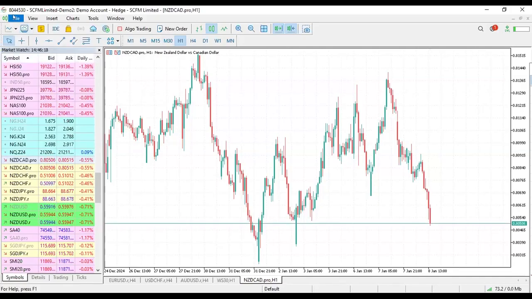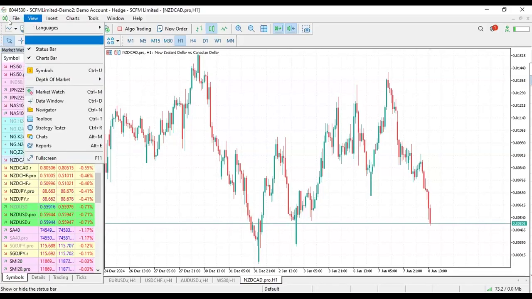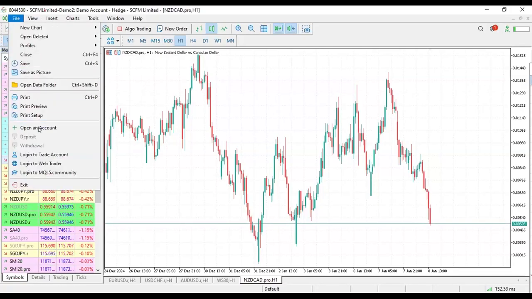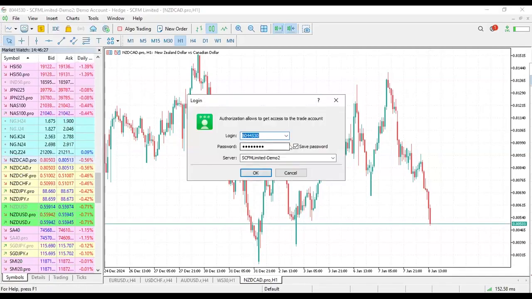After you have created an account, I skipped that part. After you've created your account, you will come right here to file, then log into trade account. You will be given the login and the password. Once you've created that account, you will come and key them right here. If it is a demo, you will have it like that. Under the server, you are going to choose the correct server which you've been given. It will be attached to the details given to you by the broker.